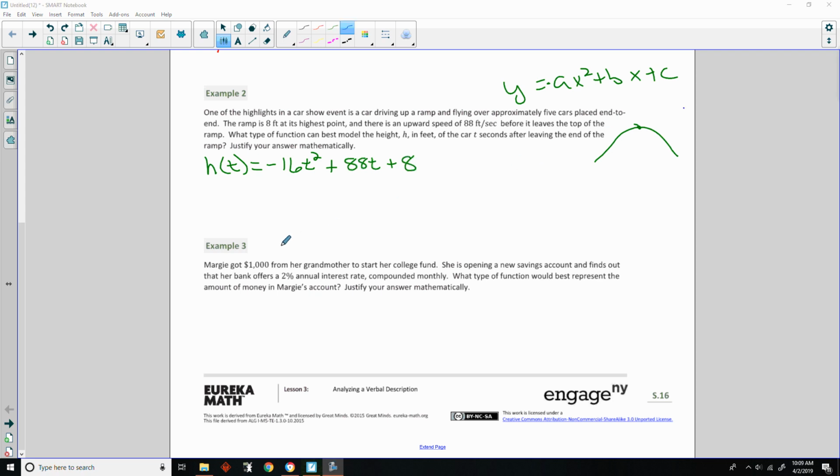Okay, example three. Margie got $1,000 from her grandmother to start her college fund. She is opening a new savings account and finds out that her bank offers a 2% annual interest rate compounded monthly. Okay, 2% monthly. What type of function would best represent the amount of money in Margie's account? Justify your answer mathematically. Okay, so this is a growth rate problem.